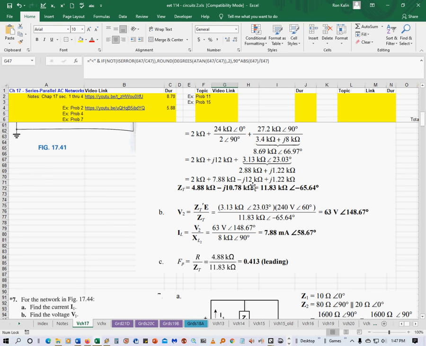This is in rectangular form. This is the beauty of using rectangular form. The first part of this is the purely resistive part, and this is the purely reactive part right here. So you know that the resistive part is the 4.88K. You divide that by the total magnitude of Z sub T, 11.83K. So the power factor is 0.413.